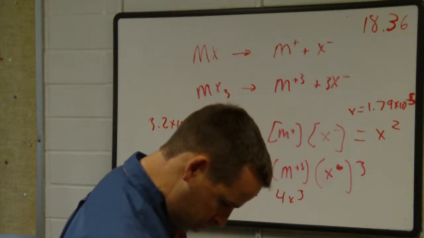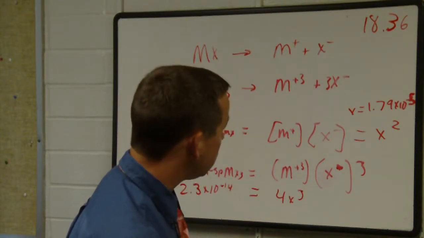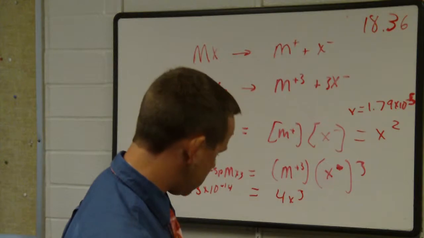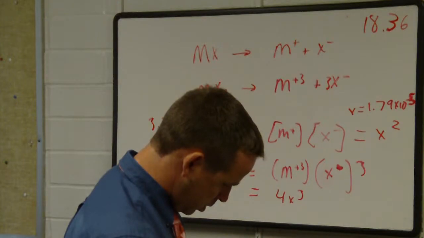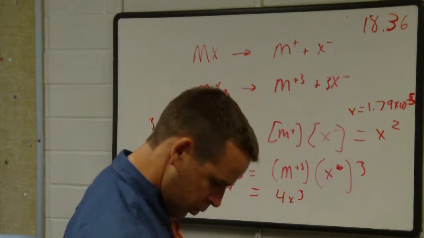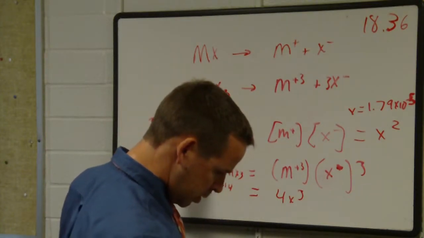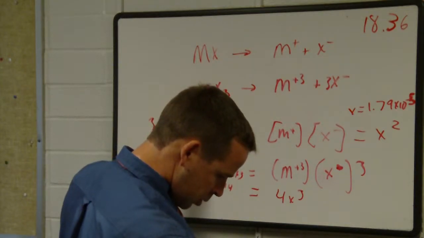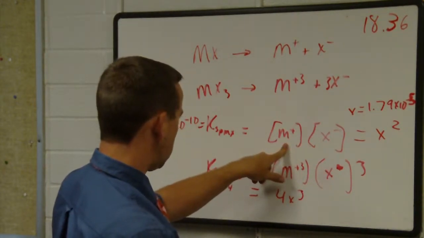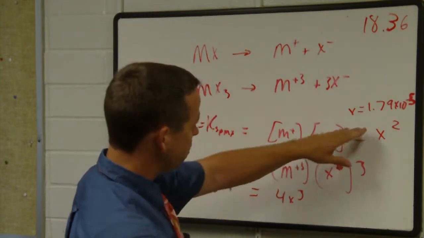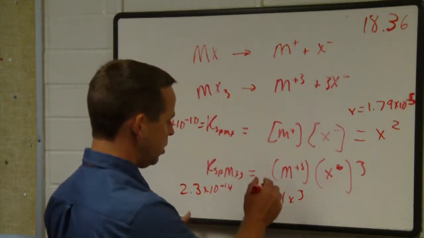So, what must the KSP value for MX3 be? That's what we're looking for. Did I do that right? 3.2 times 10 to the minus 10, the square root of it to find out what the molar solubility of this is. We got that. The molar solubility of this was 1.79 times 10 to the minus 5. Take that value, put it in here if it has the same molar solubility.